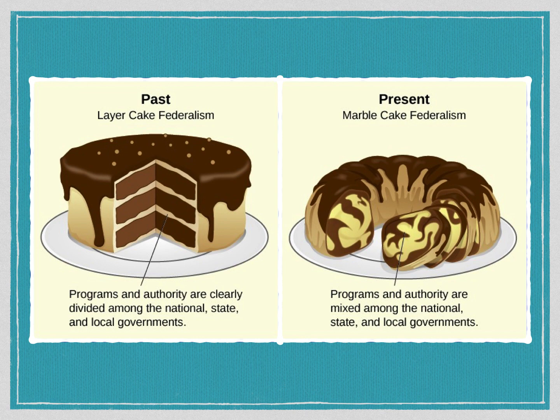Now, in the past, the way that American federalism worked was kind of like a layer cake. The programs and authority were clearly divided among the national, state, and local governments. There was this very obvious divide between what the federal government did, what the state government did, and what smaller governments like county governments or city governments did. That's layer cake federalism. What we have now in the present day is what they call marble cake federalism. Programs and authority are mixed among the national, state, and local governments. And there are advantages and disadvantages to both of these concepts.